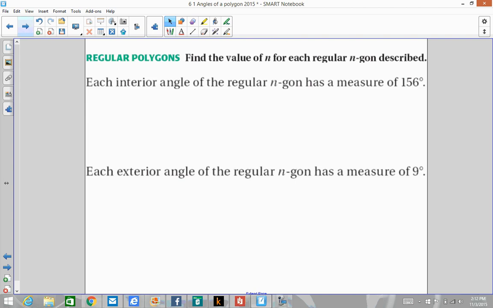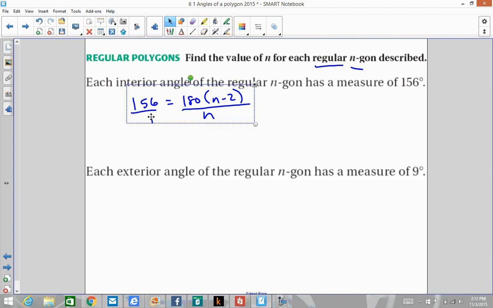All right, so find the value of n for each regular polygon, regular n-gon. These are regular polygons, which means all sides and all angles are the same. It says each interior angle of a regular n-gon has a measure of 156. That means one angle is equal to 156. So that means 156 equals 180 times n minus 2 all over n.